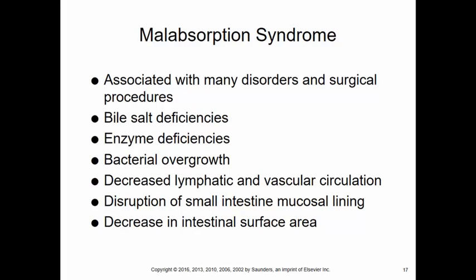Malabsorption syndrome has a pretty broad definition. It's associated with a lot of different disorders and surgical procedures. Malabsorption syndromes interfere with the ability to absorb nutrients and is often the result of flattening of the mucosa in the small intestine. Bile salt deficiencies lead to malabsorption of fats and fat-soluble vitamins. Enzyme deficiencies result in the inability to break down carbohydrates, like lactase. That's an enzyme deficiency. That's going to be our most common deficiency.